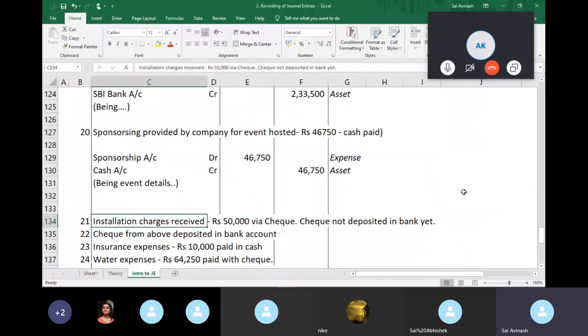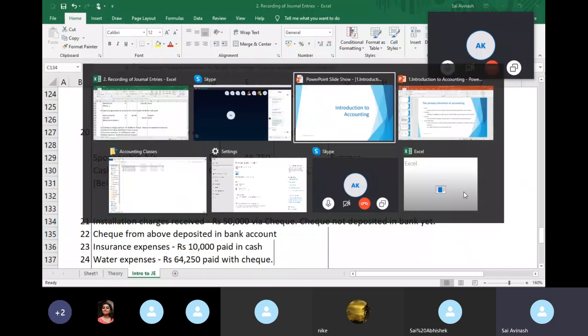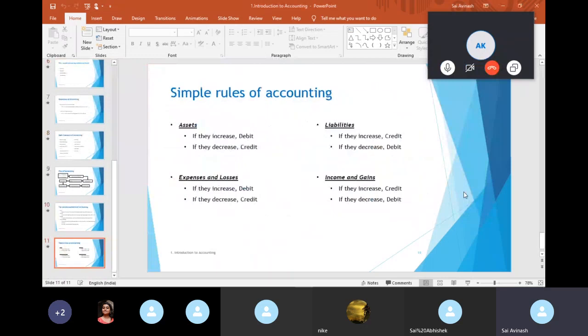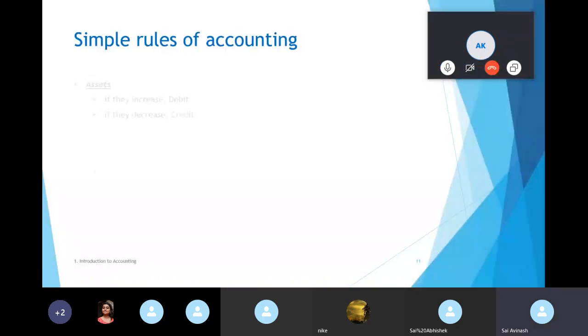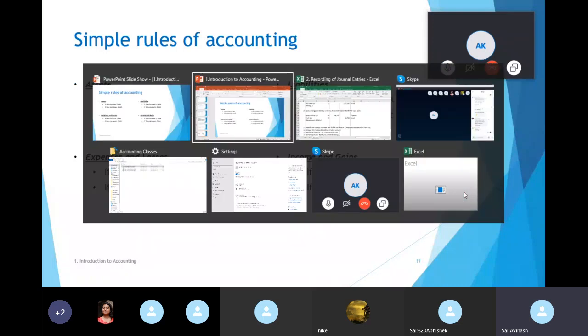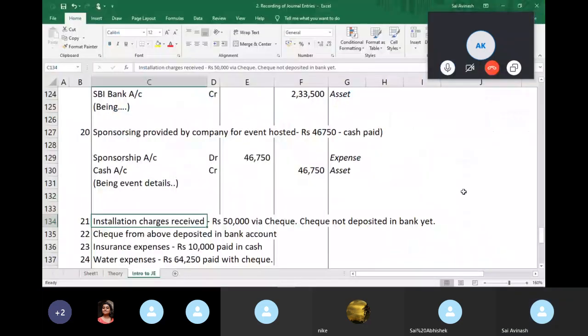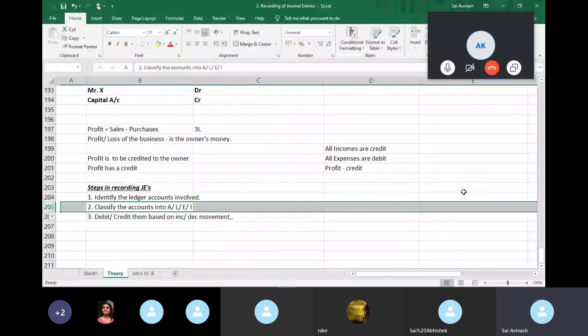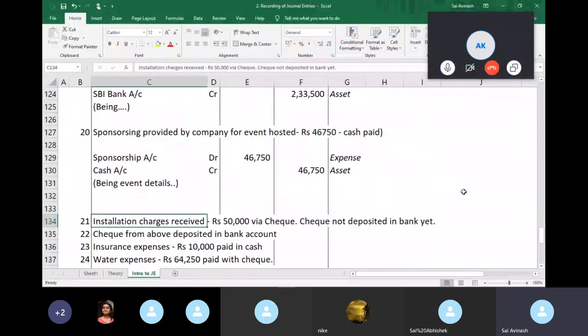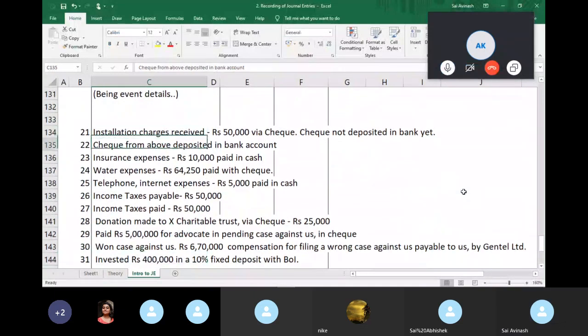Right. So just so that you remember, and we have a reference here, just keep the rules here. We have three steps, as I told: identify the accounts, classify the accounts, and then debit or credit based on increase or decrease movement. So let's get started here again.